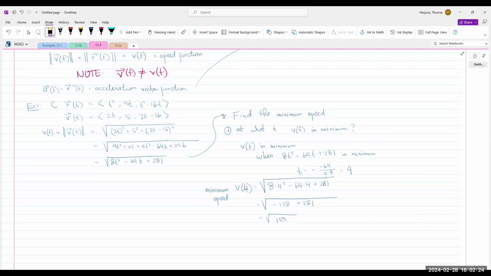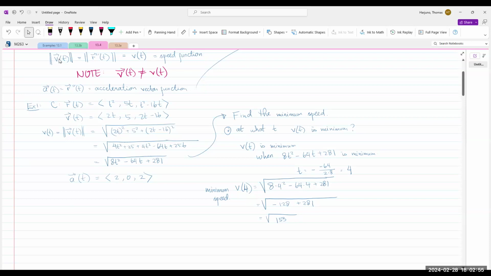Okay, now finally, what is the acceleration vector function? We take the further derivative from the velocity vector function, that's 2, 0, 2. Okay. Next one.